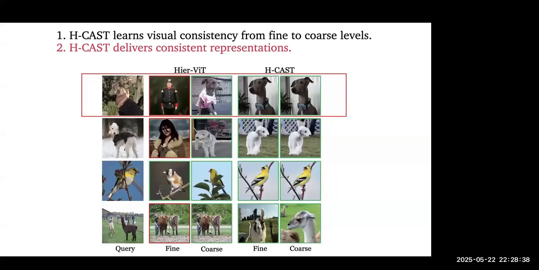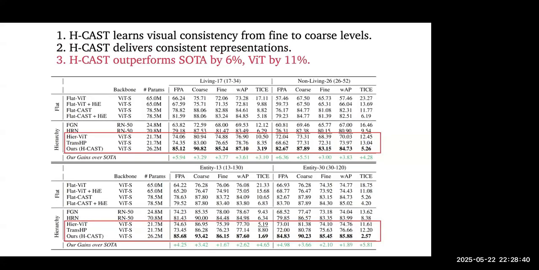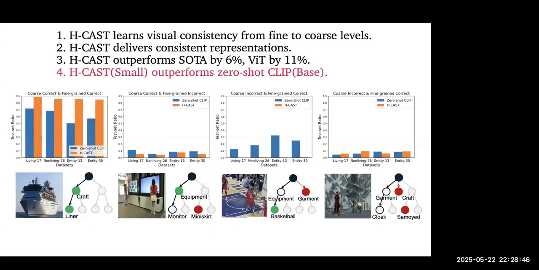The next thing is we outperform SOTA. This is just to show we deliver much better results. And even our small model outperforms the zero-shot CLIP performance. You can see these four categories: both correct, coarse correct and fine-grained wrong, and so on. Most interesting, if you look at the third column, we rarely make the mistake where the fine grain is right and the coarse grain is wrong.